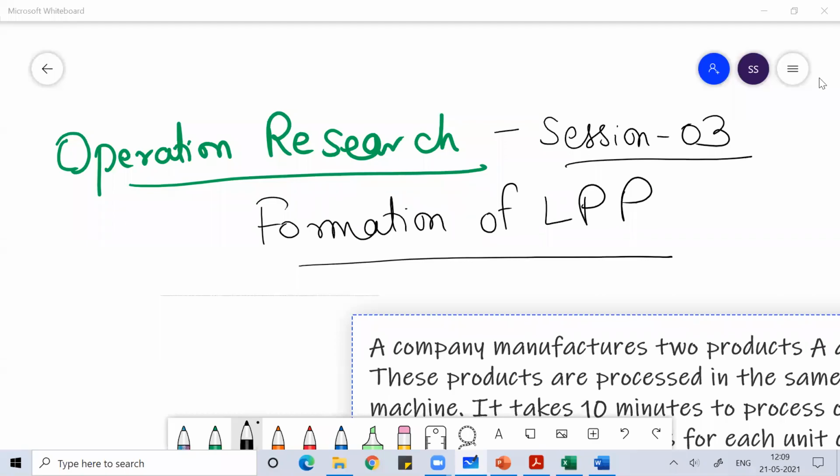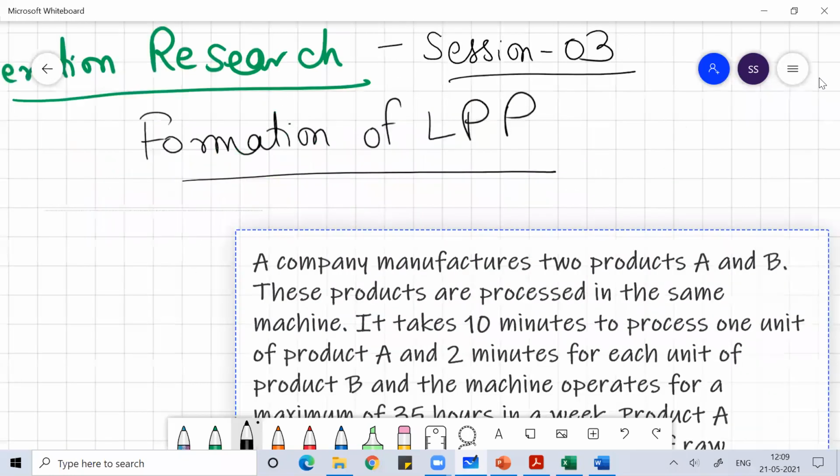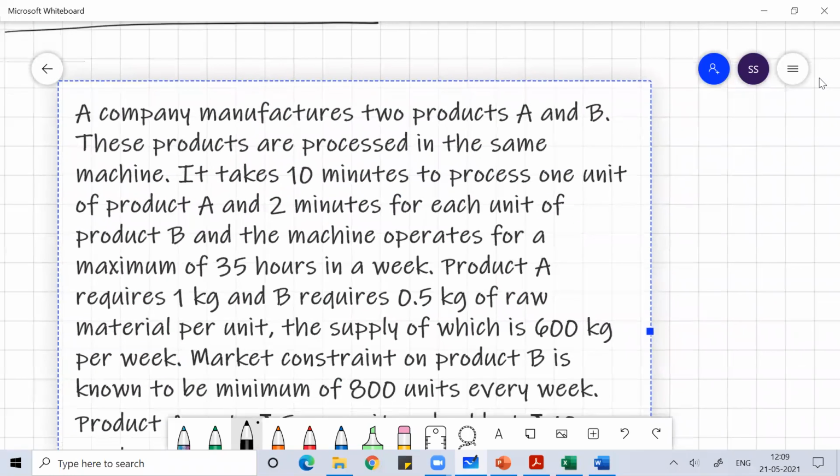So good afternoon, everyone. Welcome to the third class on operation research, where we are discussing how to formulate a problem in the form of LPP. So this was the problem which we were discussing in yesterday's class.